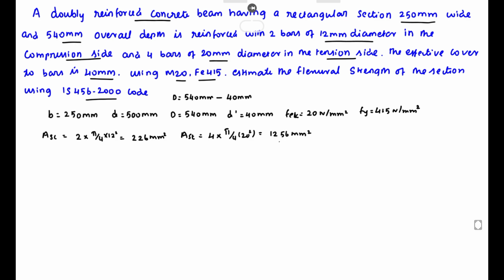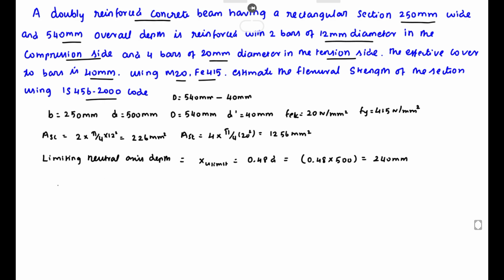So now we can find out the moment of resistance Mu. The first step is the limiting neutral axis depth. The limiting neutral axis depth, Xu limit, equal to 0.48 D. So 0.48 into d value 500, that is 240 mm.